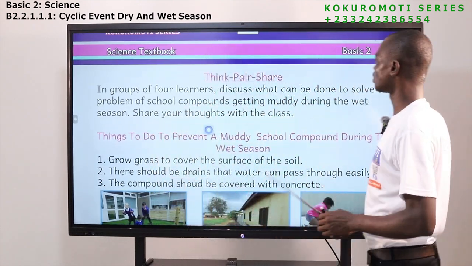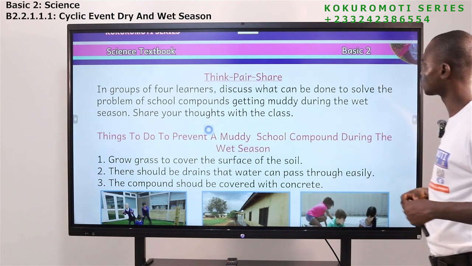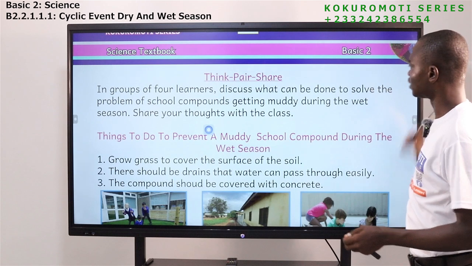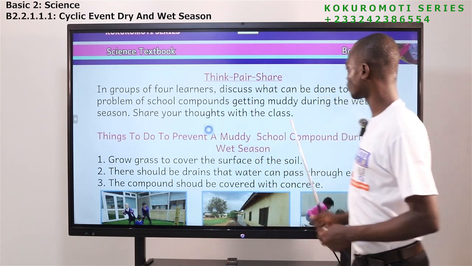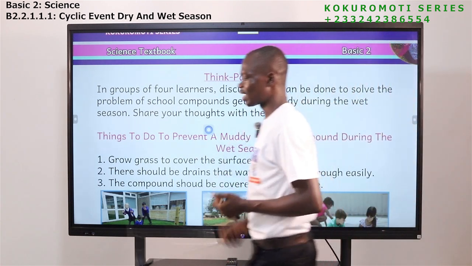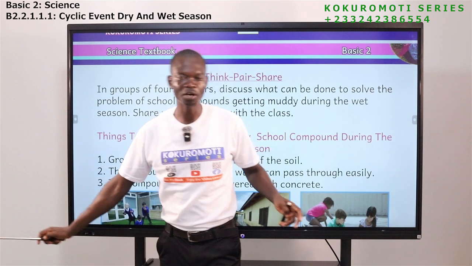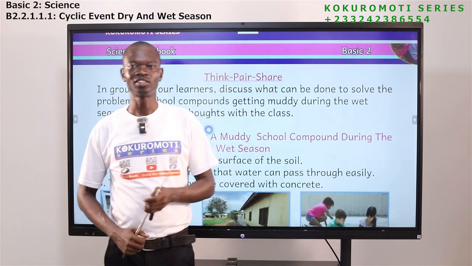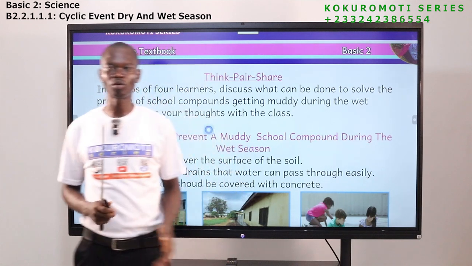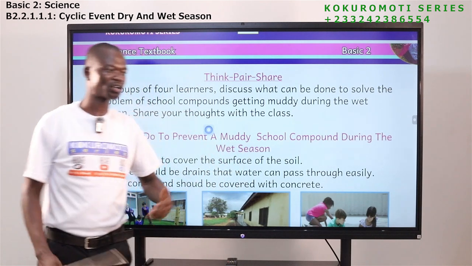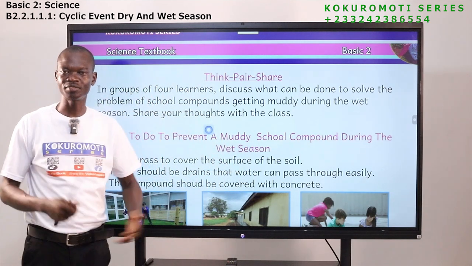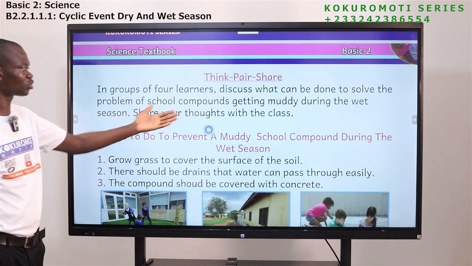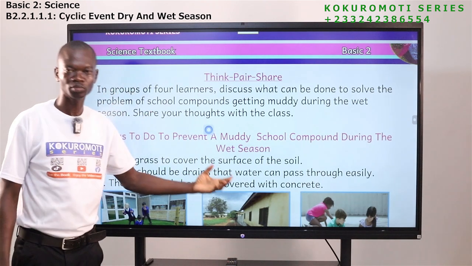So in groups of 4, discuss what can be done to solve the problem of the school compound getting muddy during the wet season. Share your thoughts with the class. So in your place, anytime it rains, the school compound becomes muddy. You can't go out to play your normal football. You can't go out to do school activities and other activities. So what are you going to do to make sure that this problem will be solved?